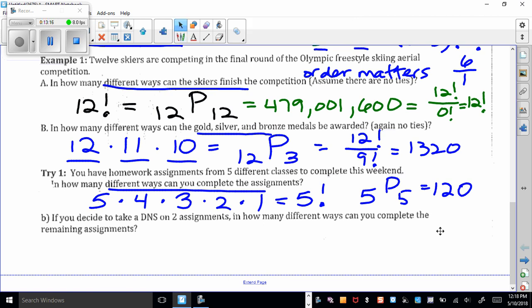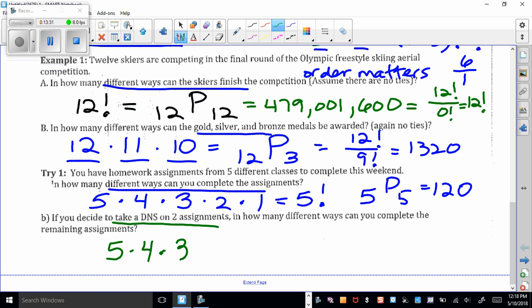And now we're not going to do 2 assignments. We're going to take the 0 on 2 of our assignments. We just don't have time. So that means I'm going to have 5 choices for the 1st, the 2nd, and the 3rd. But that's all I'm going to do, 3 assignments. So that would be 5 things, and I'm taking them 3 at a time. I'm choosing 3 things to do. But order matters, so it's a permutation.